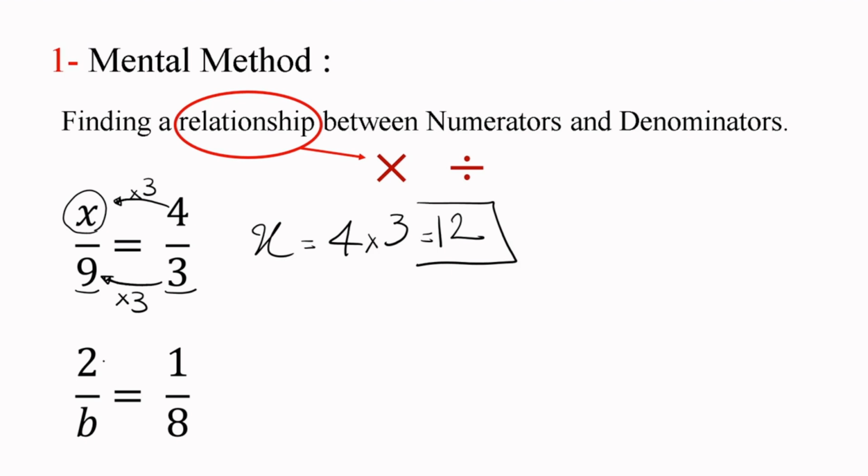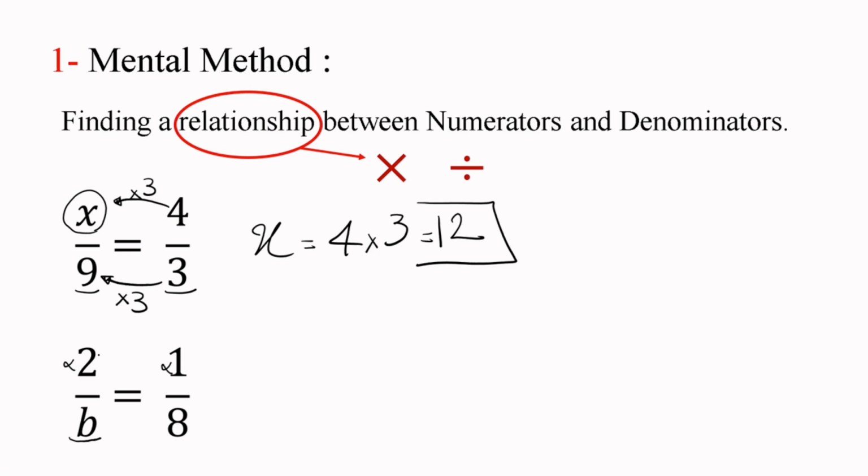We have 2 over b is equal to 1 over 8. As you can see, our variable is b and it is placed in the denominator. So we have nothing to do with the denominator at the beginning, but we have both of the numerators. The first numerator is 2, the second numerator is 1. Can I find the relationship based on multiplication and division?